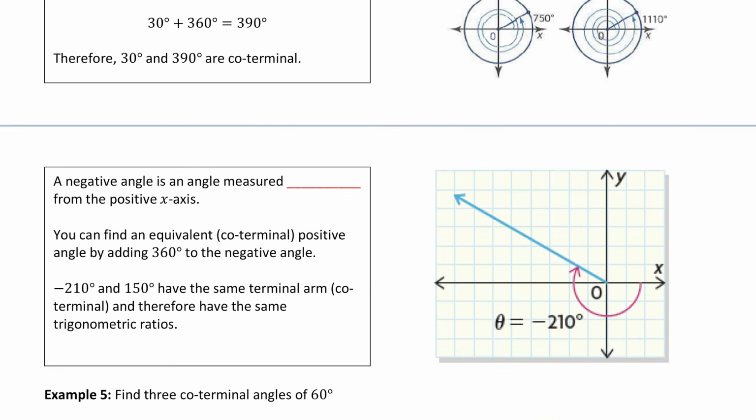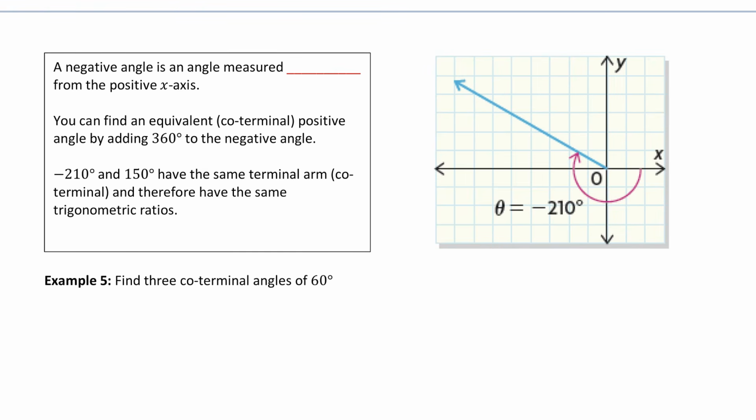And that brings up the idea of negative angles. If positive angles are measured counterclockwise from the initial arm, negative angles are measured clockwise from the initial arm. And there's a note here that explains if you have a negative angle, what you could do is just add 360 to it, and that would give you a positive angle, which is coterminal with your negative angle. If I rotated 150 degrees in the positive direction, that would land me in the exact same spot as going 210 degrees in the negative direction. So negative 210 and 150 are coterminal with each other.